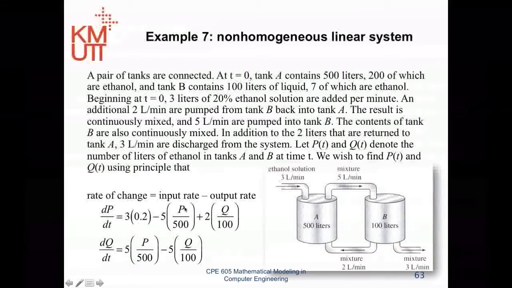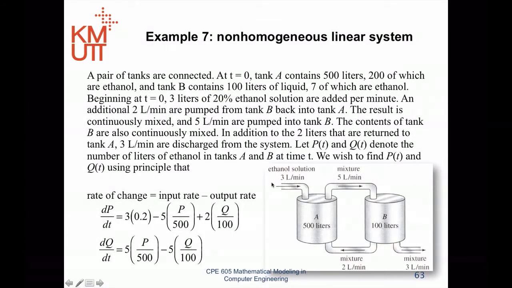This example shows you a system of two tanks, the models of two tanks. The first tank has an ethanol solution flowing into it, and has a volume of 500 liters. The second tank has a volume of 100 liters. At time t equals 0, tank A contains 500 liters of liquid, 200 of which are ethanol. Tank B contains 100 liters of liquid, 7 of which are ethanol.